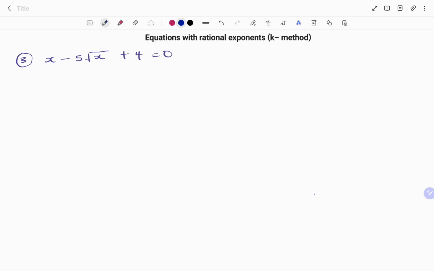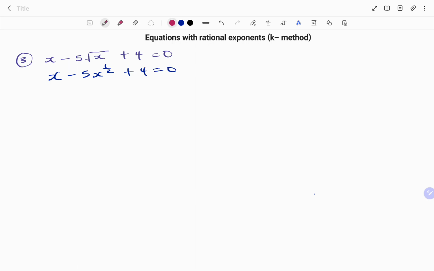Let's look at one more example. In this example, we have x minus 5 root x plus 4 equals 0. To start with, we're going to rewrite our root as a rational exponent. We have x minus 5 x to the power of 1 over 2 plus 4 equals 0.